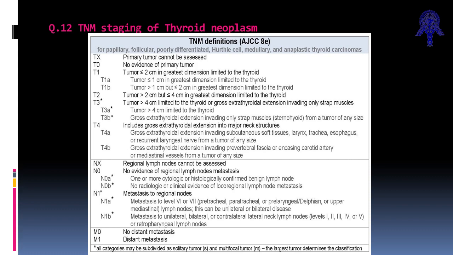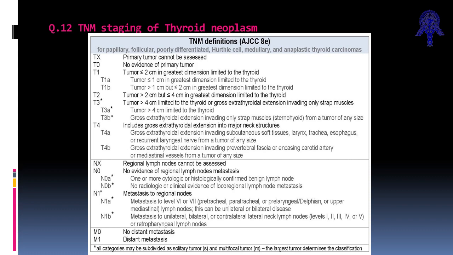Coming to the N. This N staging of all head and neck malignancies is the same except for two. Number 1, nasopharynx. Number 2, thyroid. So for thyroid, the N is very easy to remember. It is N0, obviously no evidence of regional lymph nodes, and N1. N1 can be divided into N1A and 1B.